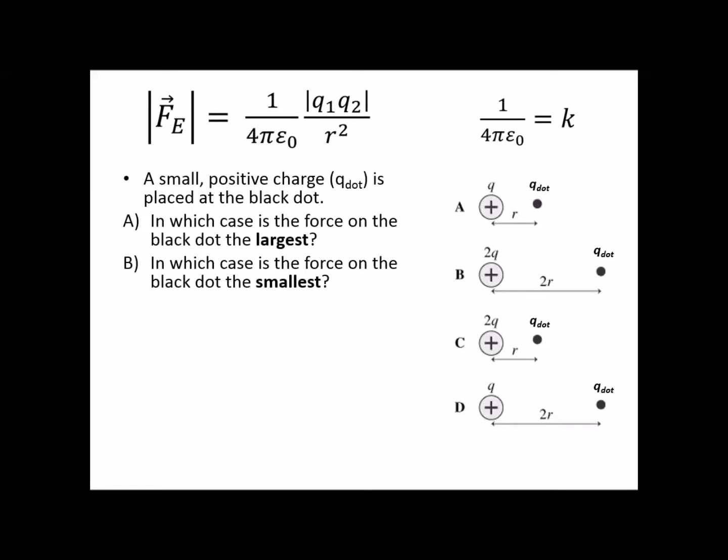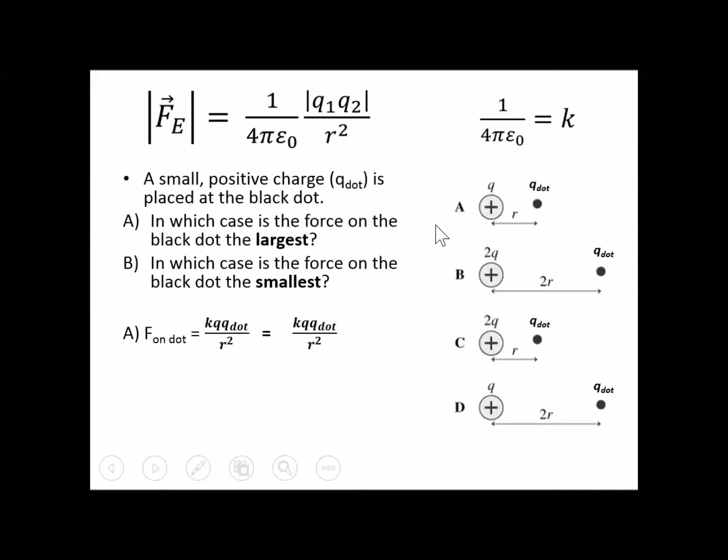So let's look at an example using this equation and also this equation. Let's say we have a small positive charge called q dot placed at the black dot, and we have 4 different examples where q dot is placed at 4 different locations. In which case is the force on the black dot the largest, and in which case is the force on the black dot the smallest? We need to solve for the force for each of these and then make a comparison.